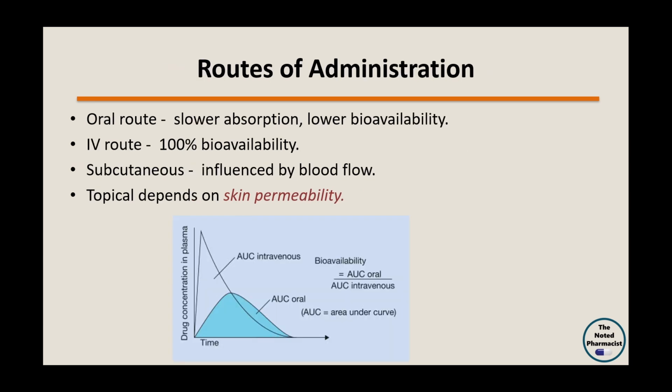Routes of administration. Routes of administration significantly affect drug absorption and bioavailability. Oral administration has slower absorption due to the digestive tract and first-pass metabolism, with bioavailability ranging from 20 to 40%. Intravenous administration delivers 100% bioavailability, while subcutaneous and intramuscular routes have bioavailability between 75 and 100%, influenced by blood flow.